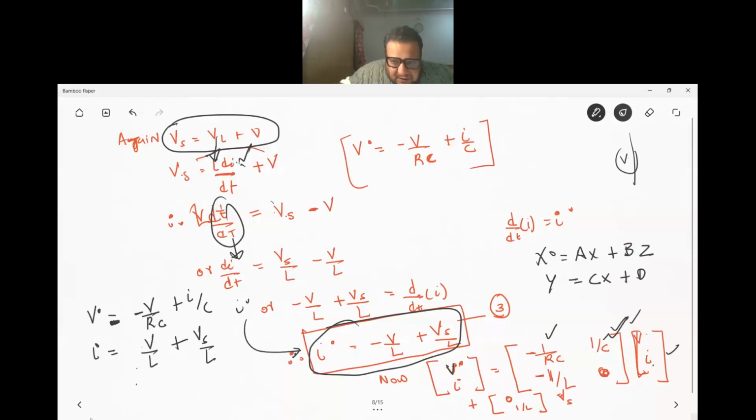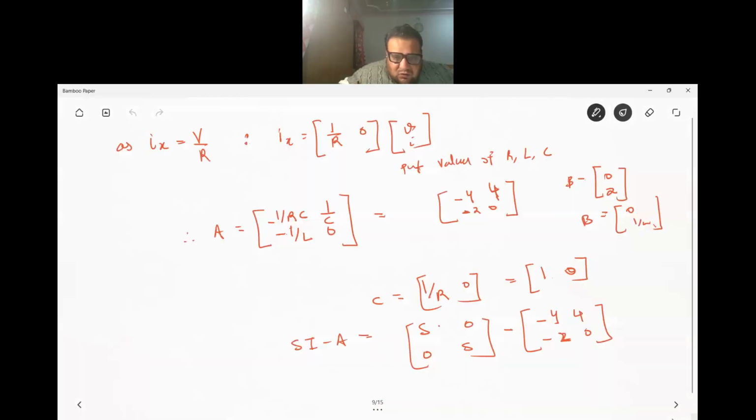Again, what is the coefficient of V in I dot? Minus V by L. What is the coefficient of I? There is no coefficient of I, so 0. Then your feed forward terms. Is there any coefficient of Vs in V dot? No coefficient, 0. Is there any coefficient of Vs in I dot? Yes, there is Vs into 1 by L. That's what you will get, Vs by L. So now you got this equation, right? Minus 1 by RC.